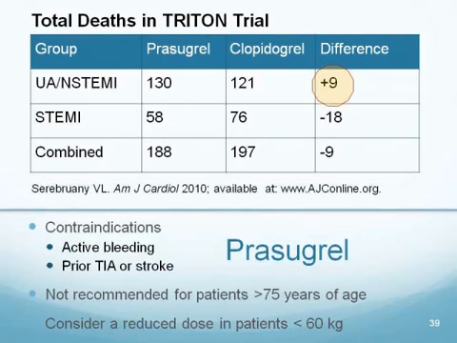So prasugrel, the contraindications are bleeding and prior TIA or stroke. I'd also like to point out that it's not recommended for patients that are greater than 75 years of age, and that you should also consider a reduced dose in patients that are less than 60 kilograms, and they have suggested a 5 milligram dose for the maintenance dose in those patients.